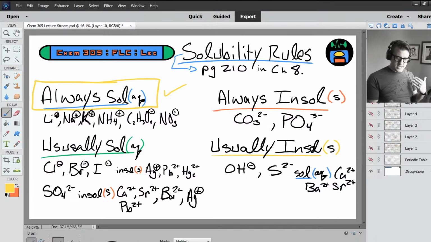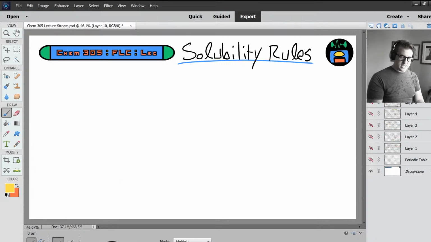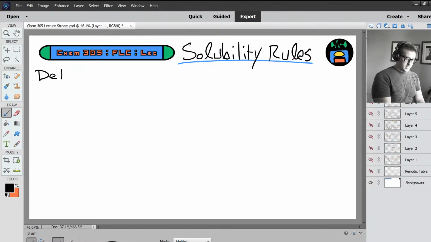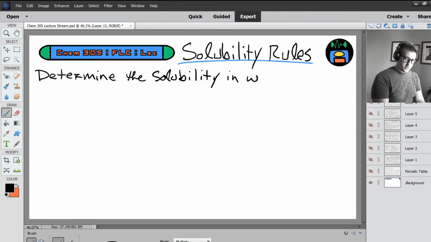Let's take these and start applying these solubility rules. So, for the next several examples, questions, let's determine the solubility in water of each ionic compound.